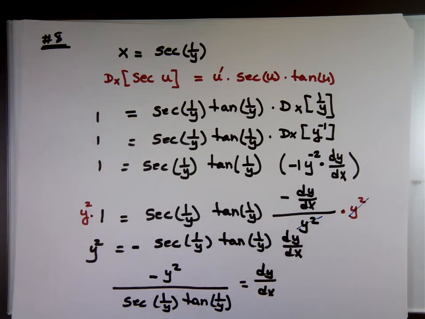No, I know that it's negative y squared over secant 1 over y tangent 1 over y. Oh, okay. Maybe there's a line. Okay, I just didn't see it. At least I know I'm right. I was about to be really confused. Okay. That was 8.